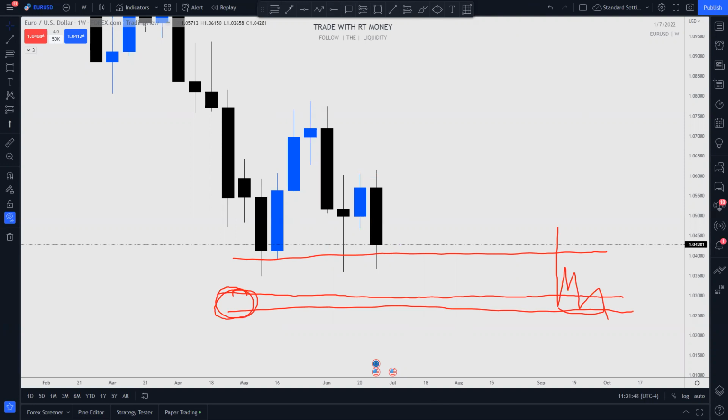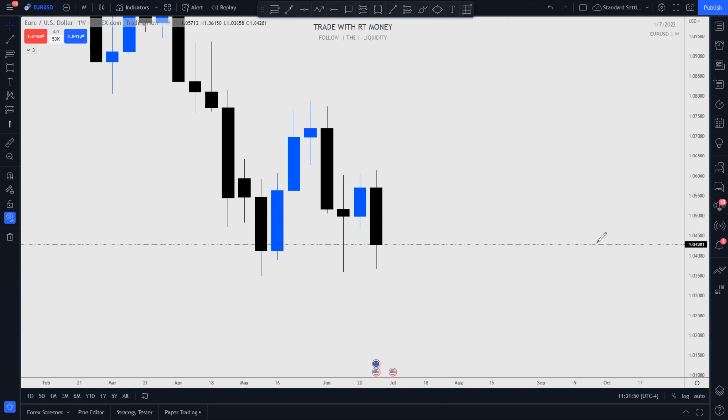So that's my perspective on the weekly. I'm bearish on the monthly and the weekly. Got it? Let's get to the daily.